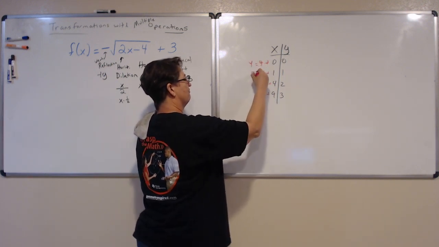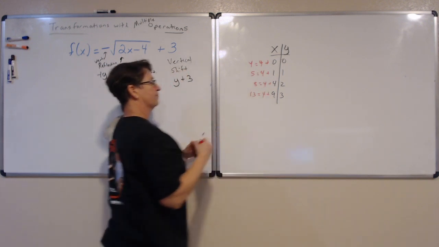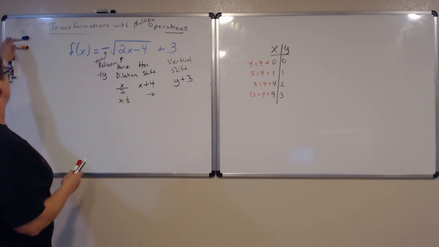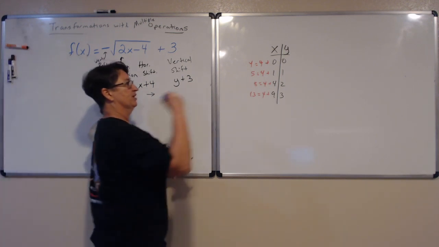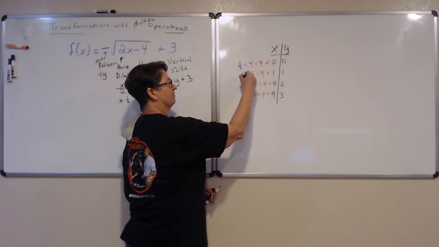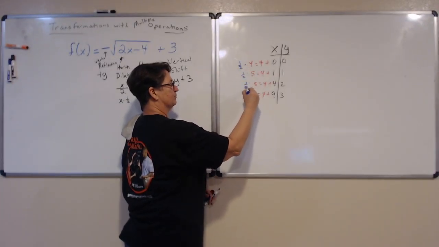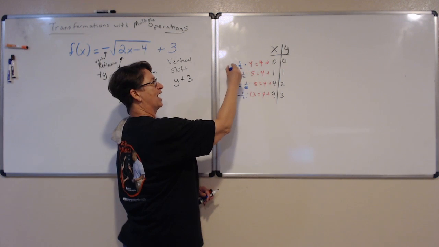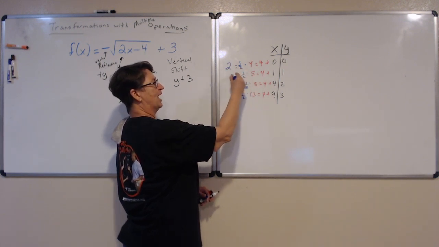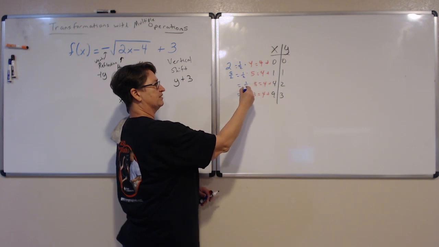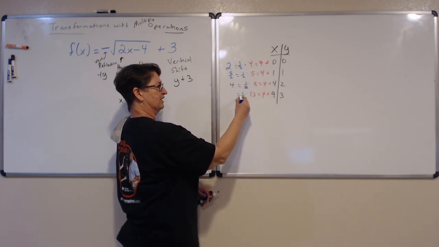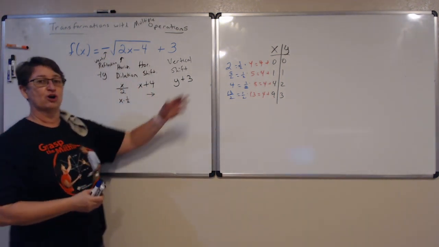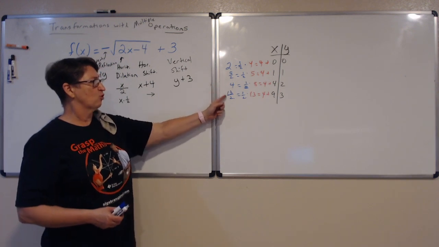So I've got 4, 5, 8, and 13. And then I'm going to multiply by that 1/2 or divide by 2, whichever way you want to think of it. So 4 times 1/2 is 2. 5 times 1/2 is 5/2. 8 times 1/2 is 4. And 13 times 1/2 is 13/2. So my new x values are going to be 2, 5/2, 4, and 13/2.